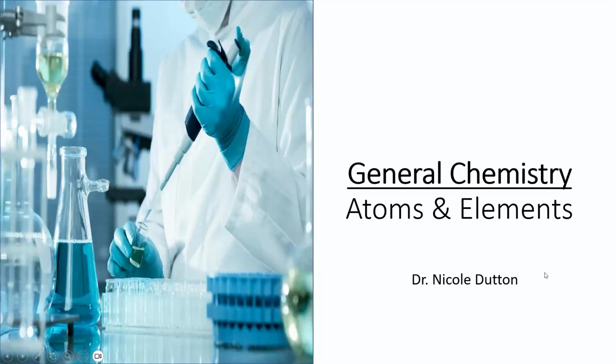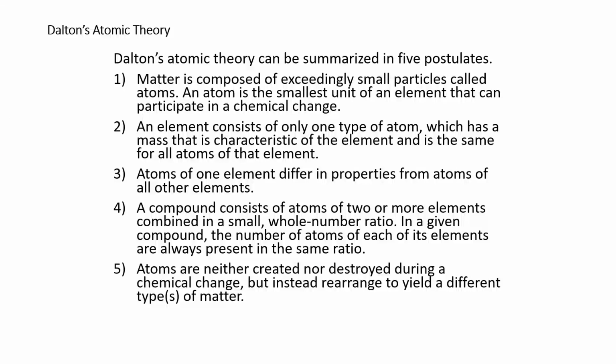Atoms and elements. In this lecture, we're going to learn a little bit about the building blocks of matter. Those are atoms. Dalton's atomic theory is summarized in 5 postulates. First one, matter is composed of exceedingly small particles called atoms. An atom is the smallest unit of an element that can participate in a chemical change.